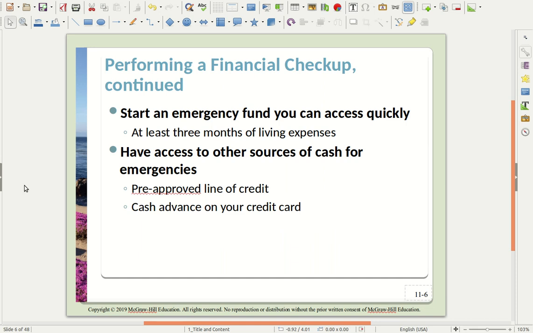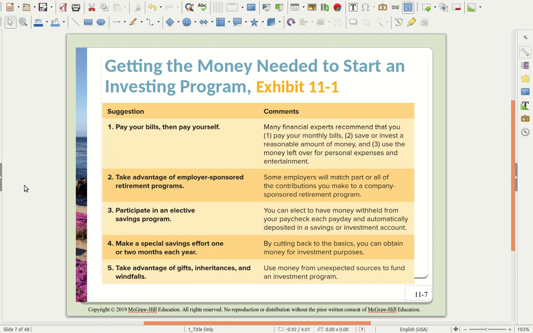One of the first things you want to do after you get your financial house in order is start that emergency fund so that you have about 3 months of cash on hand to handle any kind of emergencies that you may have. When you're putting all this together, first of all, pay all your bills and then pay yourself. All right, make sure that you are paying yourself right up front. In other words, you are putting aside some money, no matter how little it is. We've talked about that before.